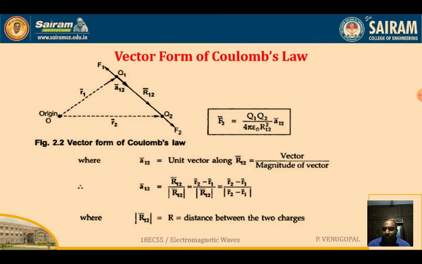R2 minus R1. Now the direction of the unit vector, that is A12, which is the unit vector along R12, that is the vector divided by the magnitude of the vector. Therefore A12 is equal to the vector R12 divided by the modulus of the vector R12. So we can write the vector R2 minus the vector R1 divided by the modulus of R2 minus R1, where R12 is the distance between the two charges.